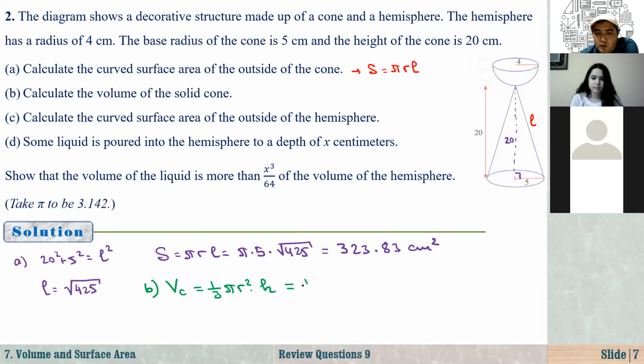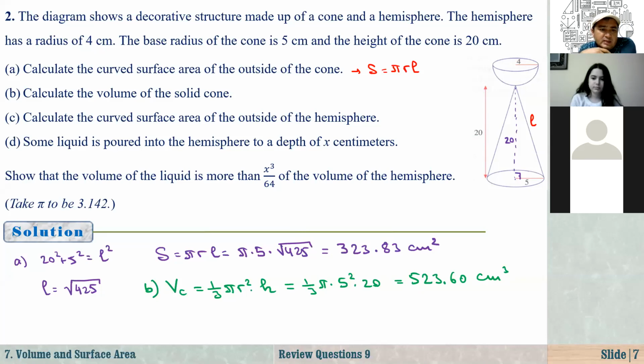So it is equal to 1 over 3 pi. I will just use the value of pi in the calculator. What is the radius? Radius is 5 squared, and the height is equal to 20, which is equal to, again, here we have a fraction. In the numerator, we have pi times 25 times 20 over 3, which is equal to, again, correct to 2 decimal places, 523.59 cm cubed, right? That is B. That is the volume of the cone.